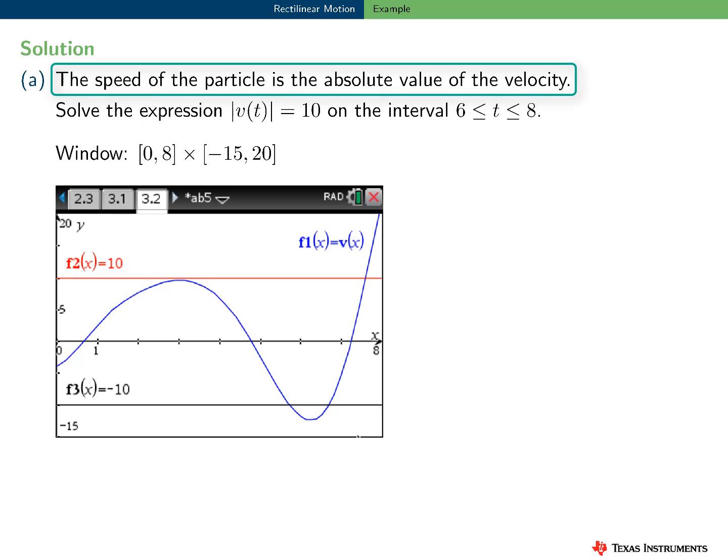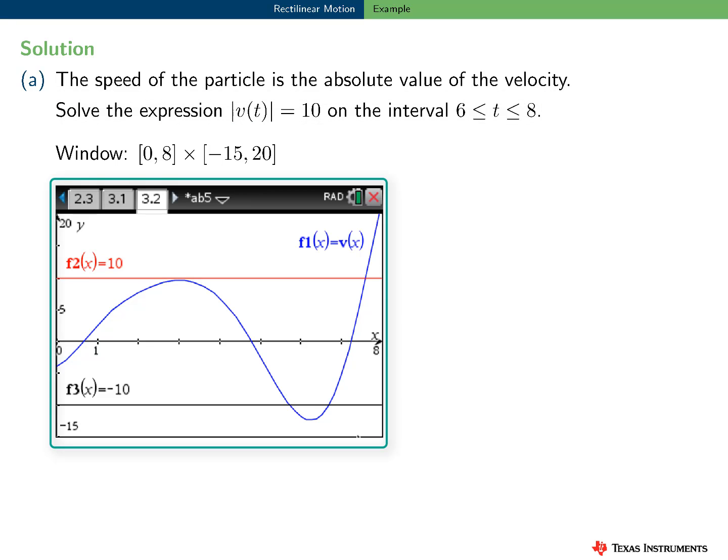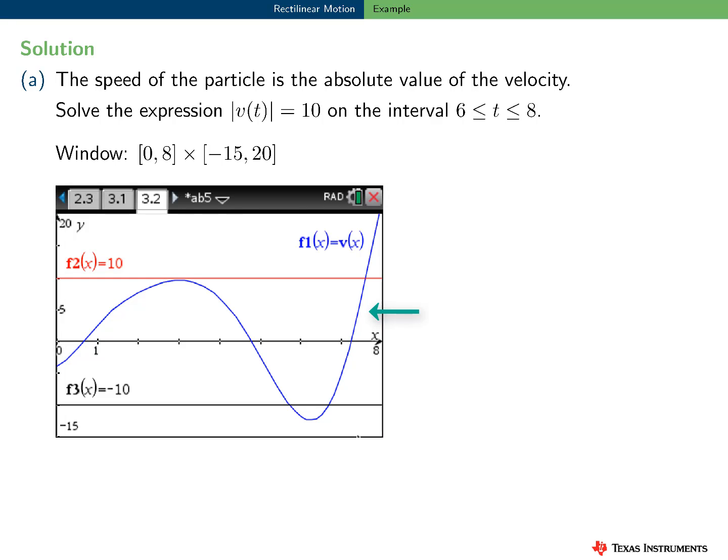In part A, we know the speed of the particle is the absolute value of the velocity. So conceptually, we need to solve the equation the absolute value of v of t is equal to 10. Now again, I can't solve this equation for t algebraically. So using technology, I decided to first explore this equation graphically. So I graphed the function v and the lines y equal minus 10 and y equal plus 10. And it appears that there are at least 2 values of t in the interval 6 to 8, where the speed of the particle is 10.